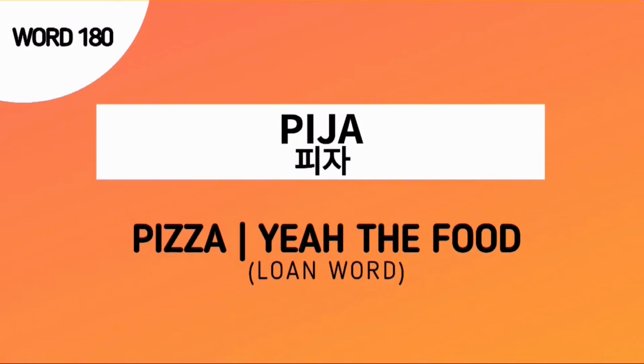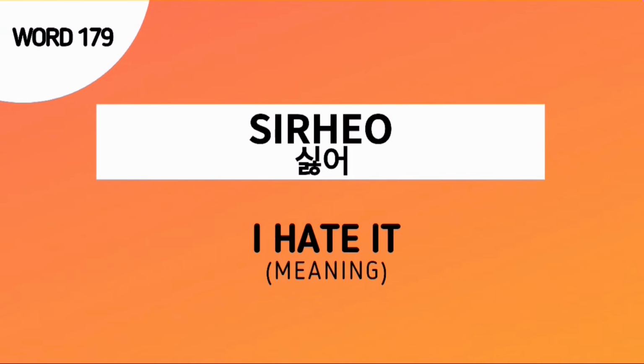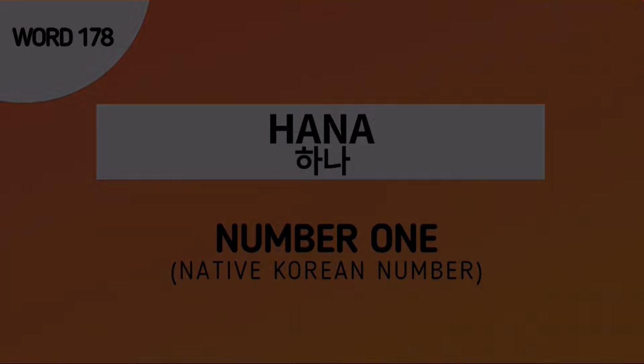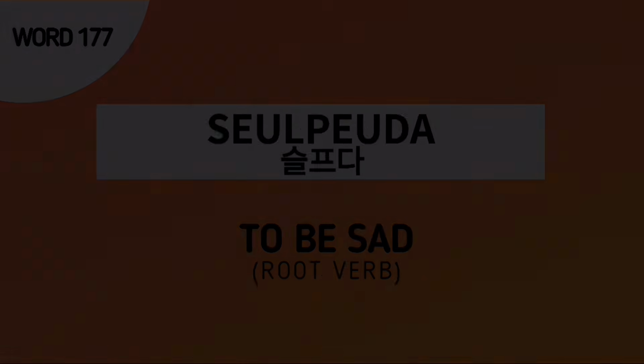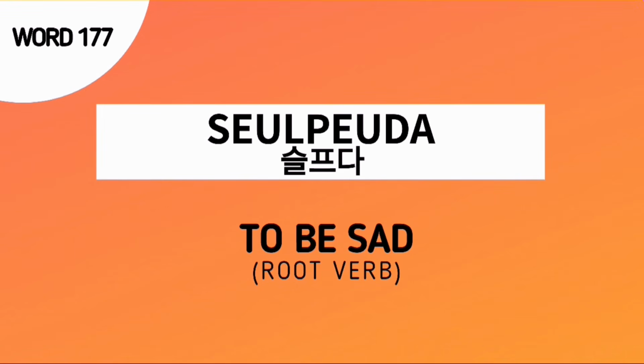Word number 180 is pizza. This is a loan word which pertains to pizza. Word number 179 is 싫어, which means I hate it. Word number 178 is 하나, and this is the number 1 of the native Korean numbers. And the last for our review is word number 177, 슬프다, which means to be sad.